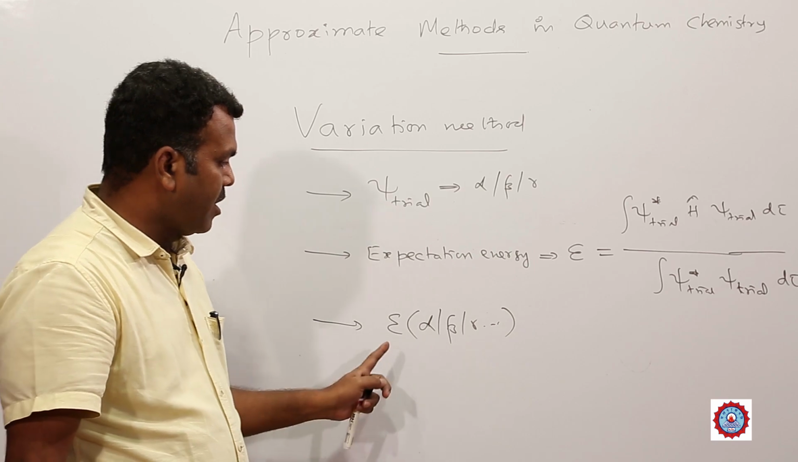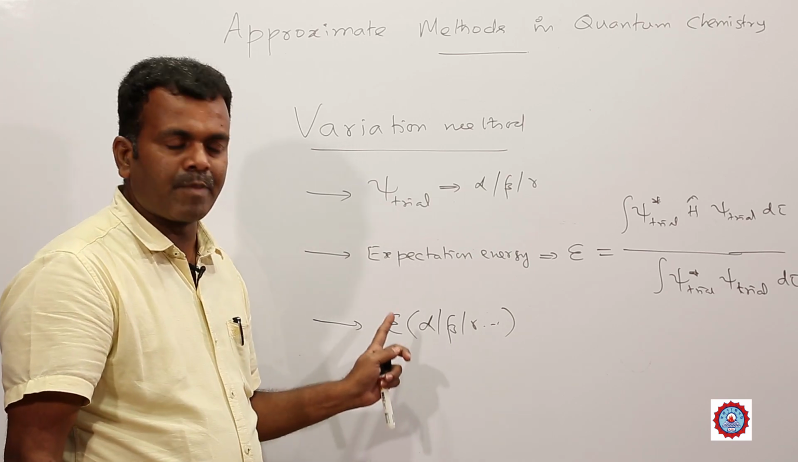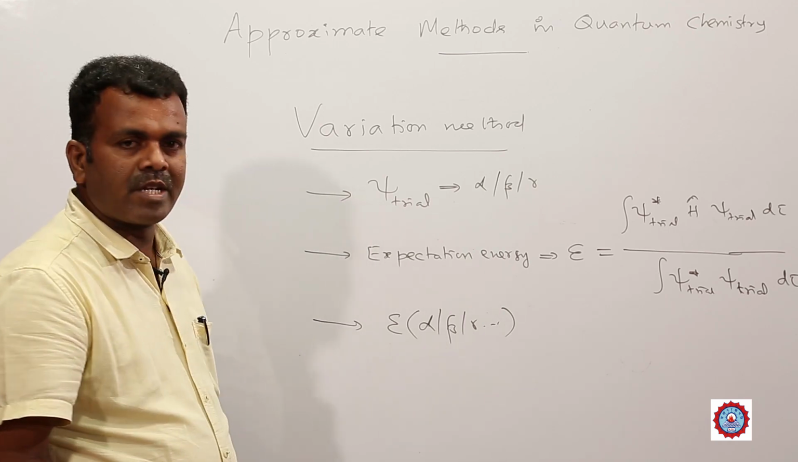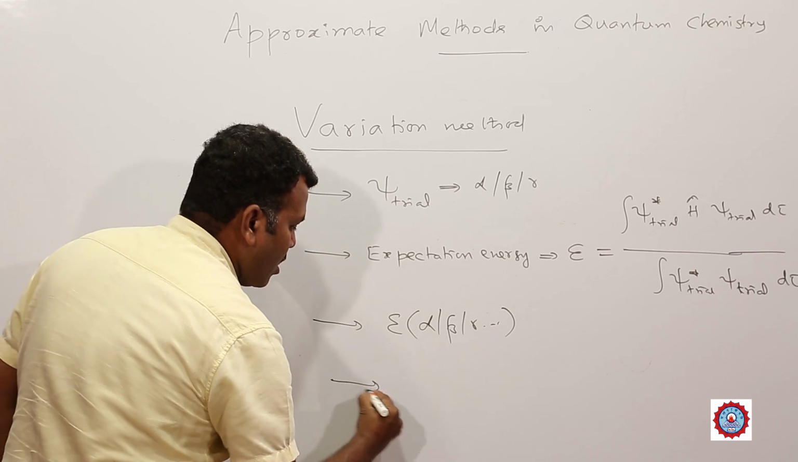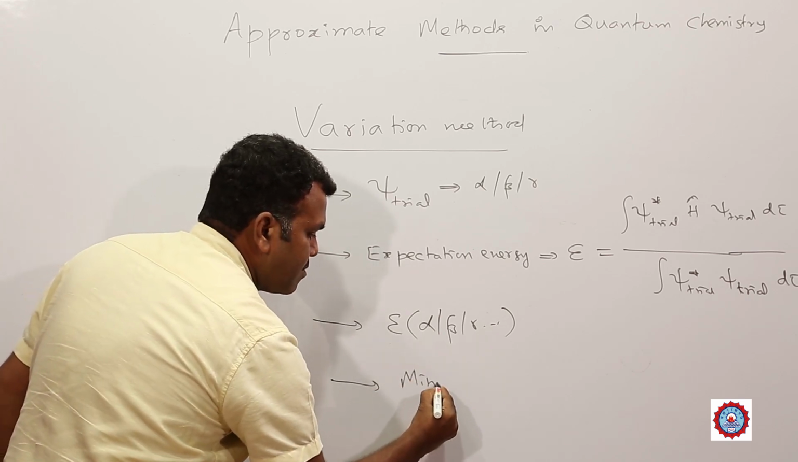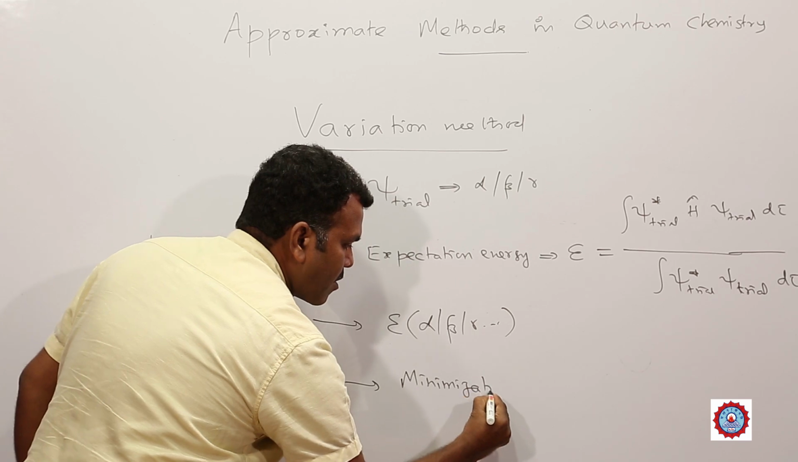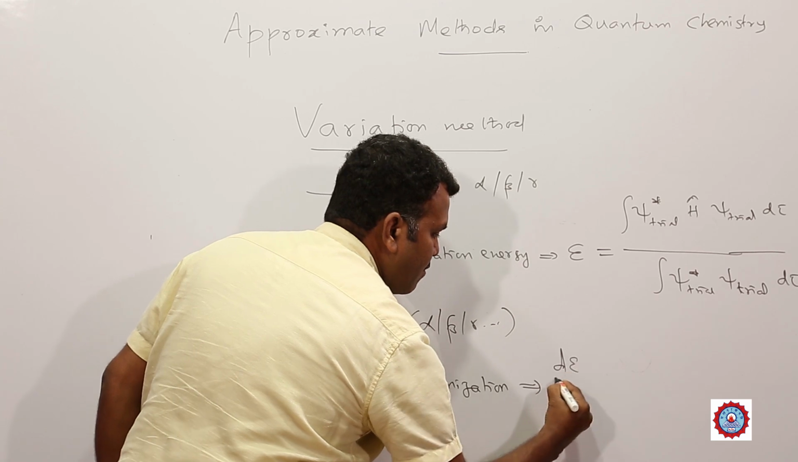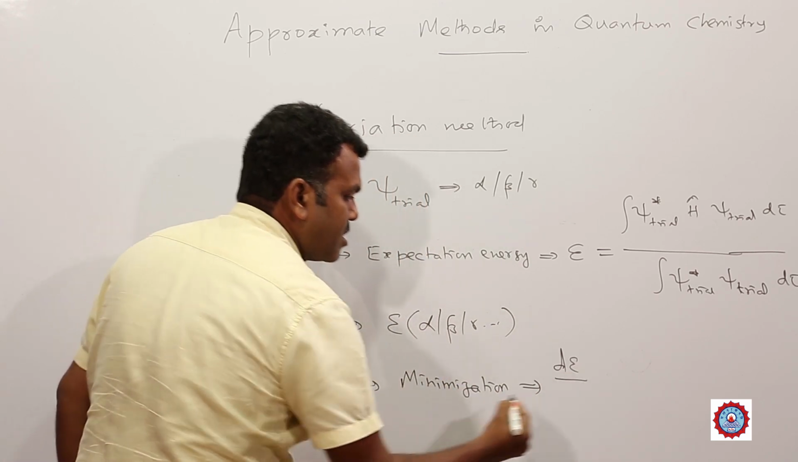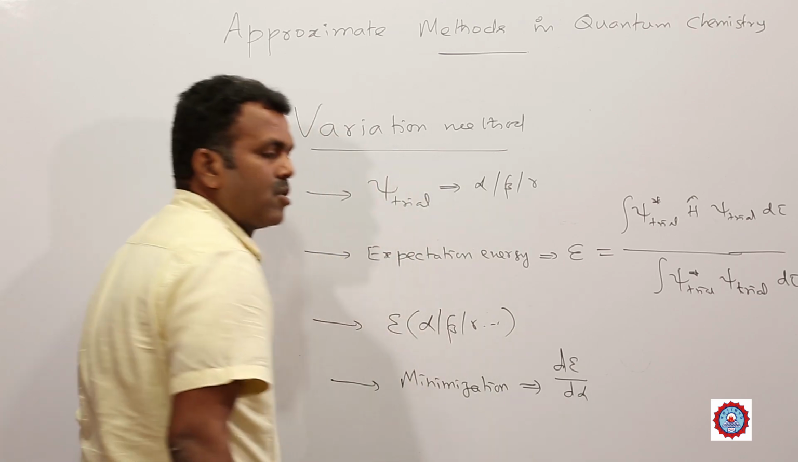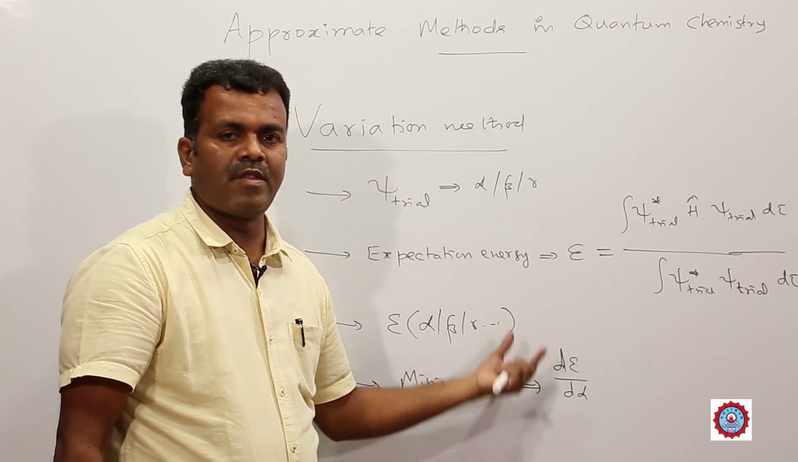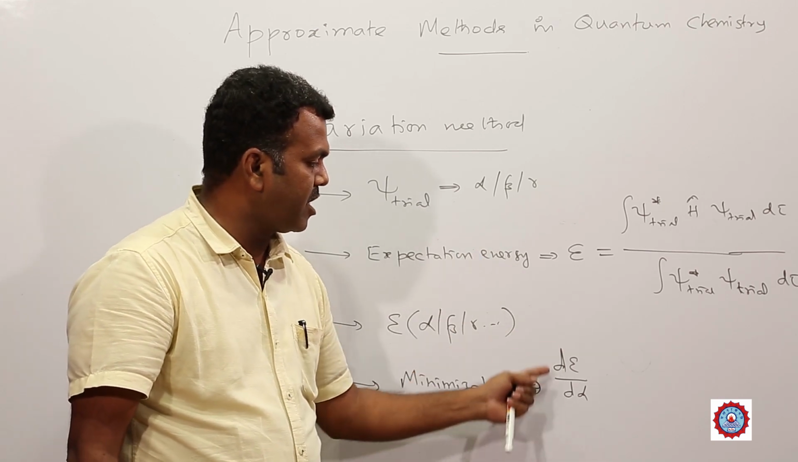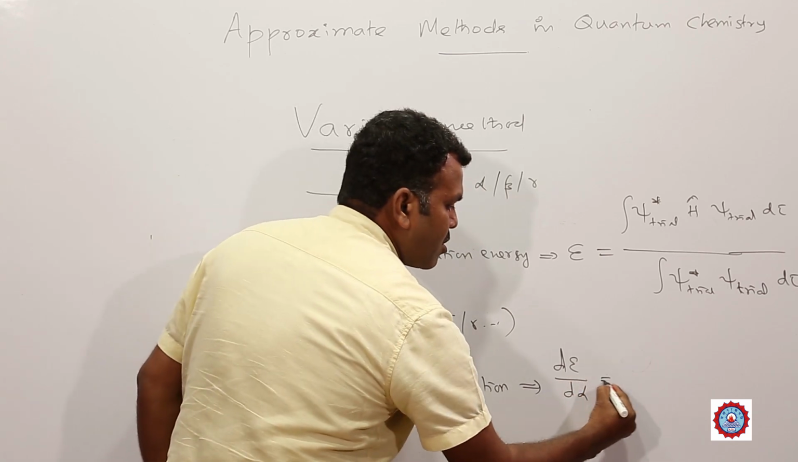So, what do we have to do? We have to minimize the expectation energy so that we get the possible ground state energy for the system. So, how to minimize? For minimization, we should differentiate E with respect to the variation parameters that we have chosen. Suppose the trial wave function contains only one variation parameter alpha, then differentiate E with respect to alpha and put that value equal to 0.